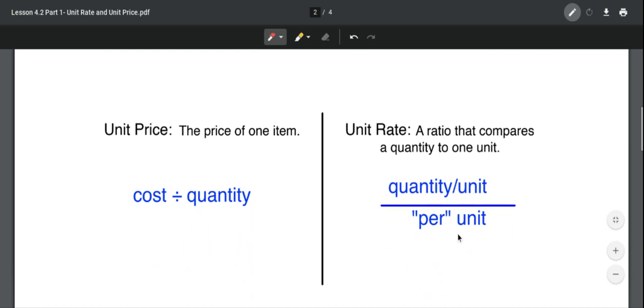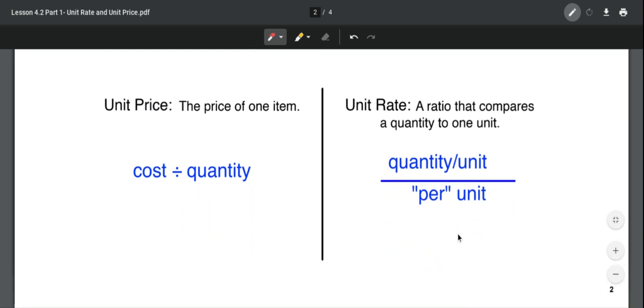To find the unit price, or the price of one item, we can do the cost divided by the quantity. To find unit rate, or a ratio that compares a quantity to one unit, we would put the quantity or that unit over the per unit and then reduce.